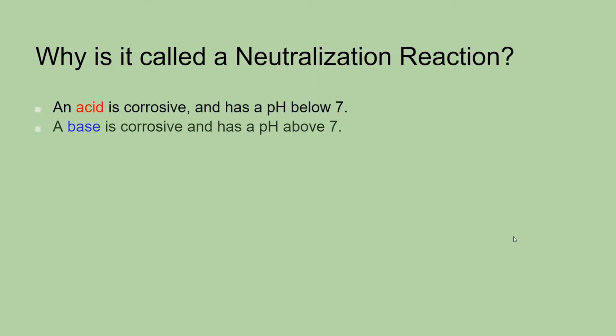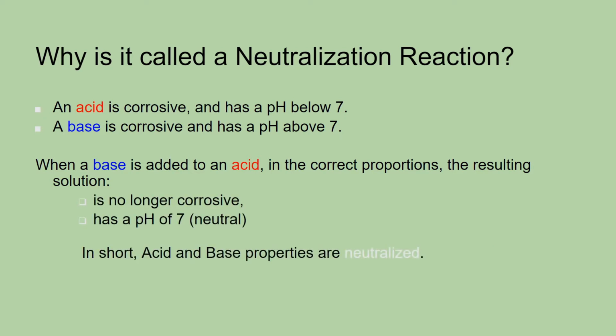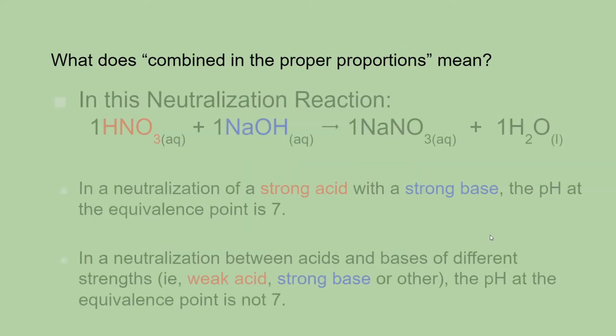Okay, so neutralization. Acid is anything that's corrosive because it has a pH below 7. Base is anything that's corrosive with a pH above 7. And when you take a base and you add it to an acid, it should result in something that's no longer corrosive and has a neutral pH. So when you mix acids and bases together, you should be able to create something that's been neutralized, or is now neutral.